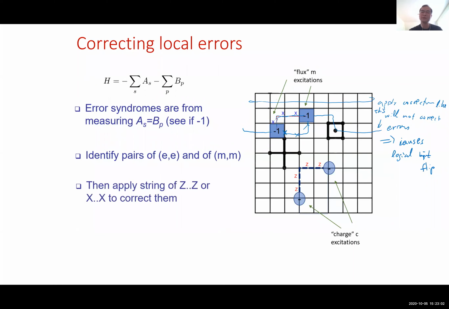But if you see the unlikely event that the error sort of spanned the whole size, and this cannot be corrected, because we don't know it's a lot. We cannot detect.